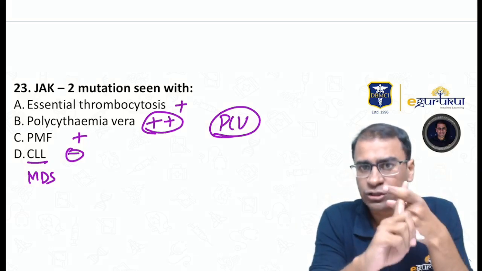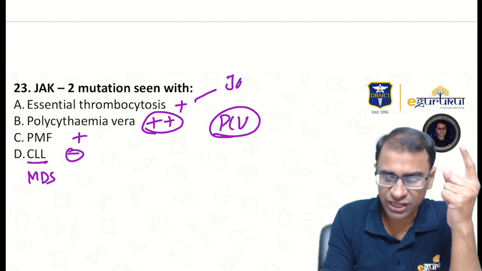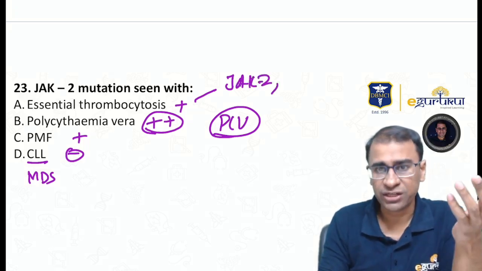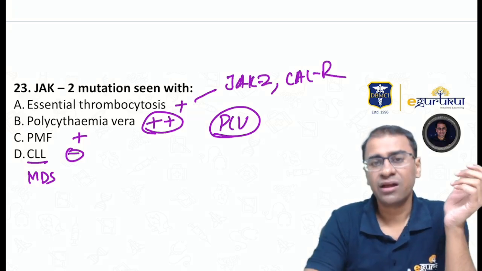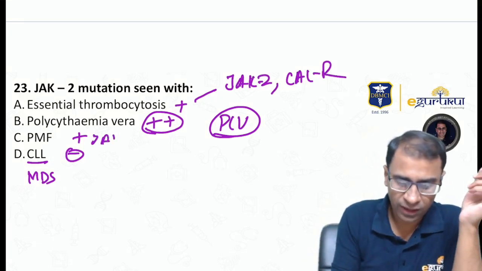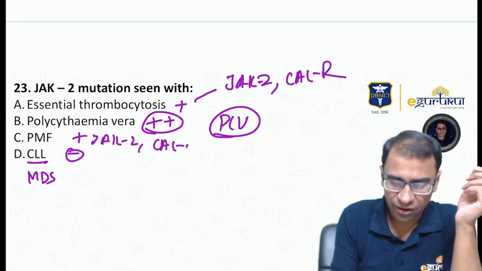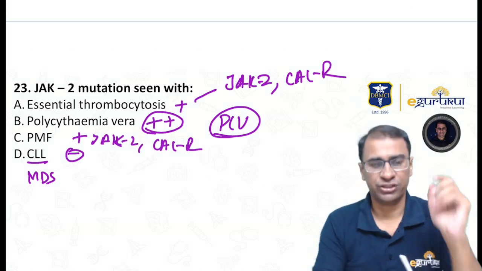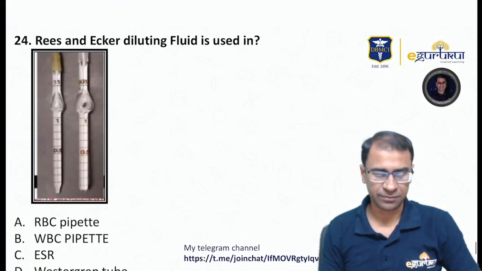Remember, essential thrombocythemia will definitely show you JAK2 mutation, no doubt about it, but will also show you a mutation called calreticulin mutation. PMF will also show you JAK2 and the calreticulin mutation. Okay, the answer is PCV here.